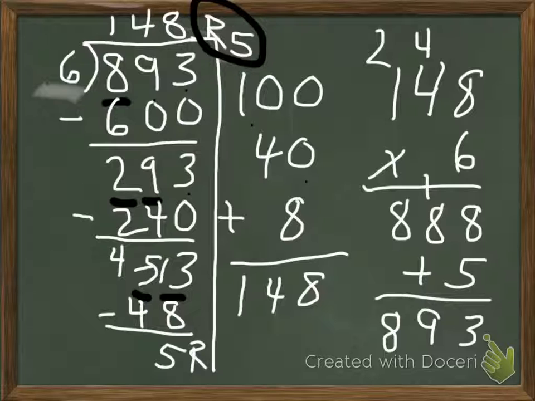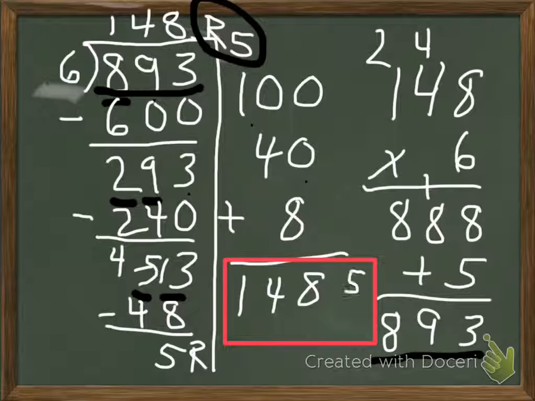So let's go back to what our answer is. Before we do that, obviously I have it right because 893 matches 893. But that is not my answer. My answer is 148 with the remainder 5. But how can I write that? Well, I can write the 5, and since we were dividing by 6, the answer is going to be 148 and 5/6.